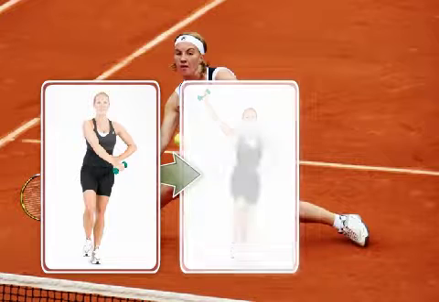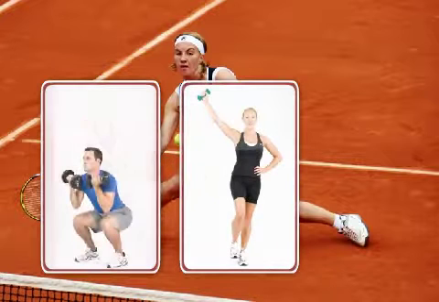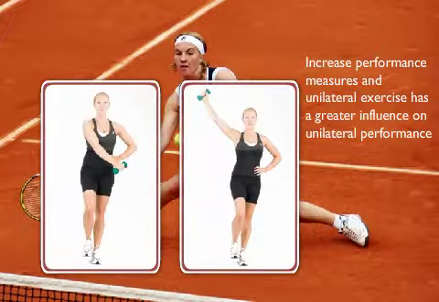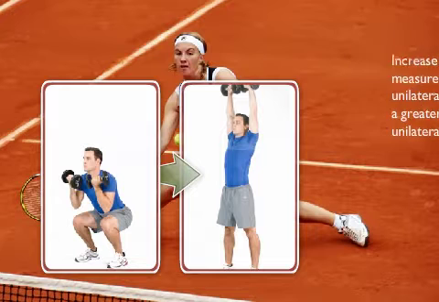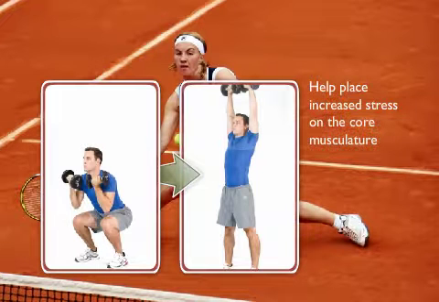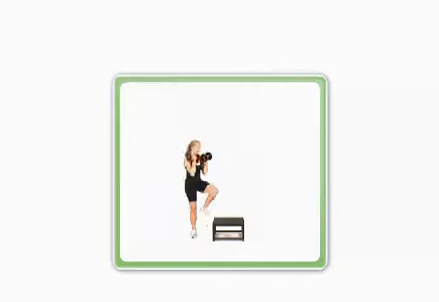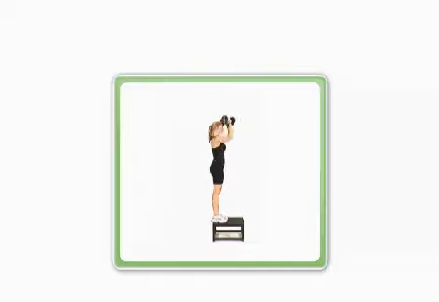Research has shown that the short-term use of unilateral and bilateral exercises is both effective at increasing performance measures and that unilateral exercise has a greater influence on unilateral performance. Also, the use of overhead movements, often used in integrated dynamic movements, help to place increased stress on the core musculature. This alludes to the importance of using multi-joint exercises in all planes of motion from both bilateral and unilateral stances to help increase intermuscular coordination and re-educate the neuromuscular system to maintain proper postural alignment during functional activity.